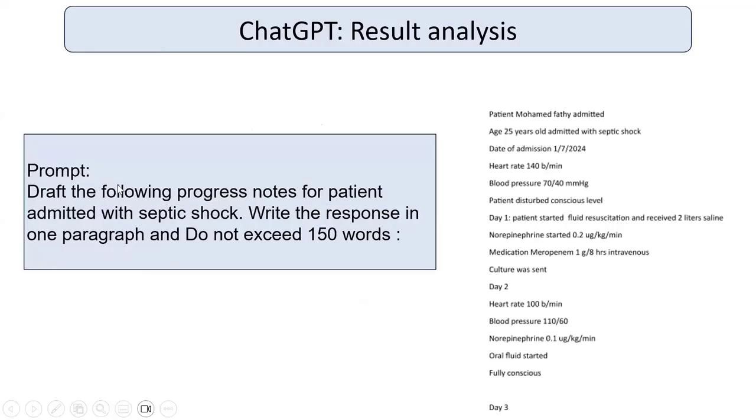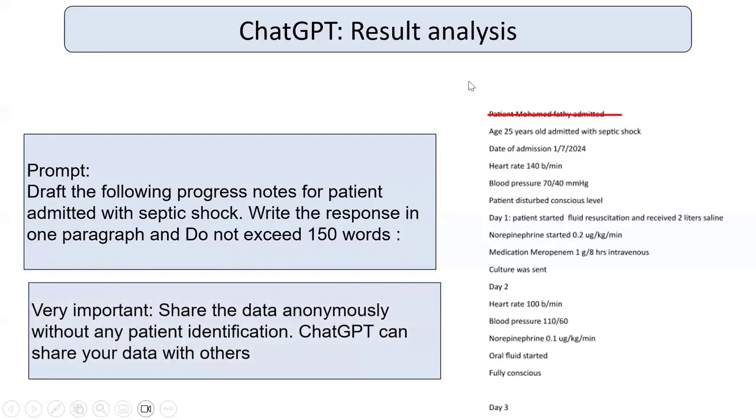First of all, we ask ChatGPT to draft the following progress notes for a patient admitted with septic shock. Write the response in one paragraph and do not exceed 150 words. This is very nice, that you tell ChatGPT how many words you want in your response. Here we ask ChatGPT, you should not exceed 150 words.